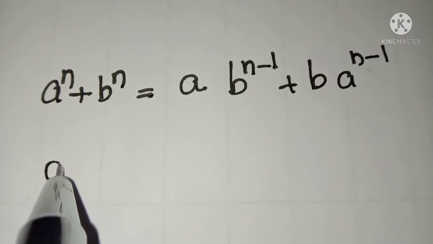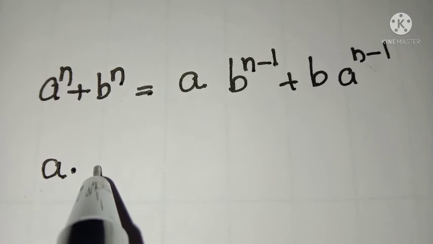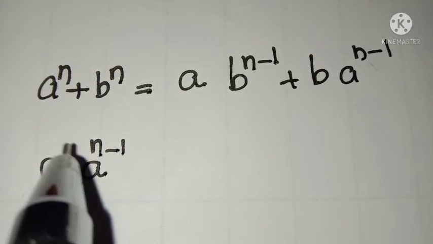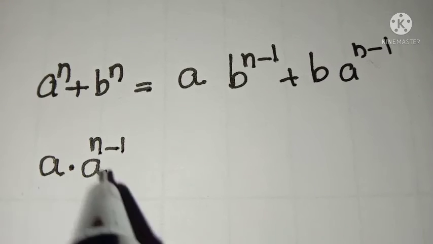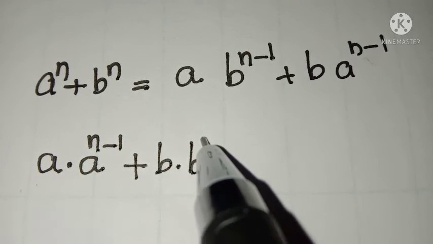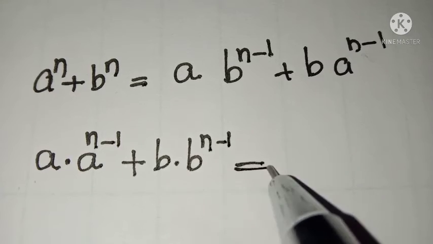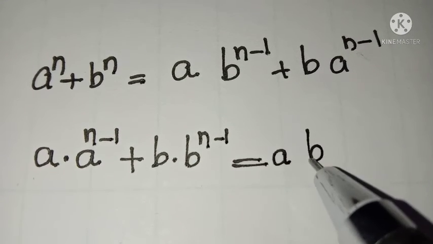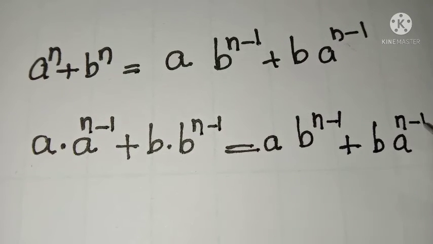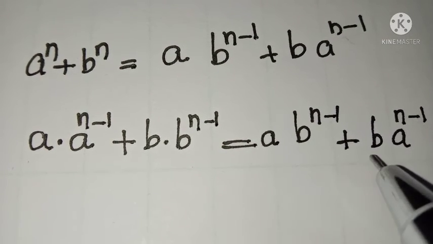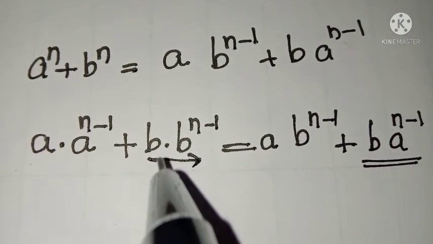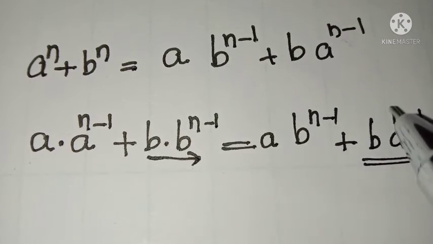Now listen, write this a raised to n as a into a raised to n minus 1, because a raised to 1 into a raised to n minus 1 is the same as a raised to n. Similarly, b raised to n can be written as b into b raised to n minus 1. Right side is a into b raised to n minus 1 plus b into a raised to n minus 1. Now take this term to the left side and take b into b raised to n minus 1 to the other side.